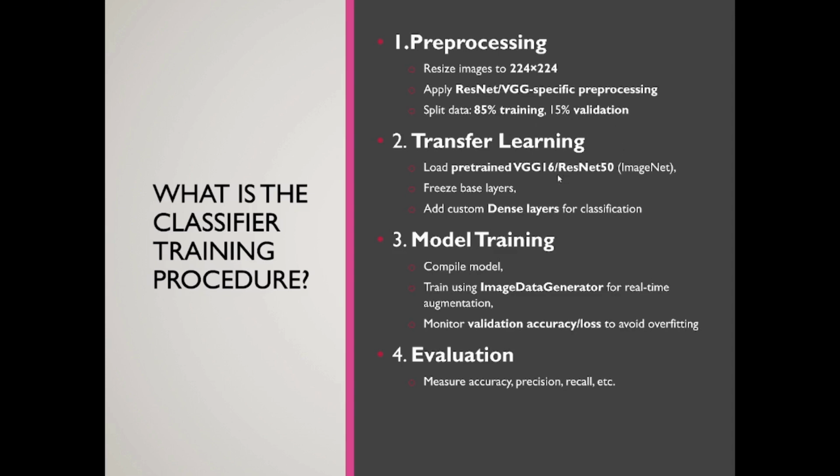Then we load the pre-trained VGG16 and ResNet, and we freeze the base layers, leaving the last 4 layers, and we add our custom layers for classification. Then we train our model. Lastly, we evaluate the performance of our model.